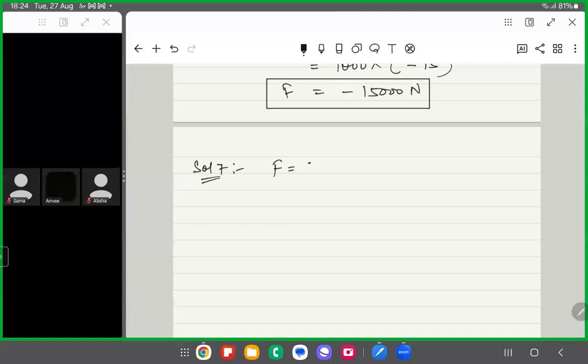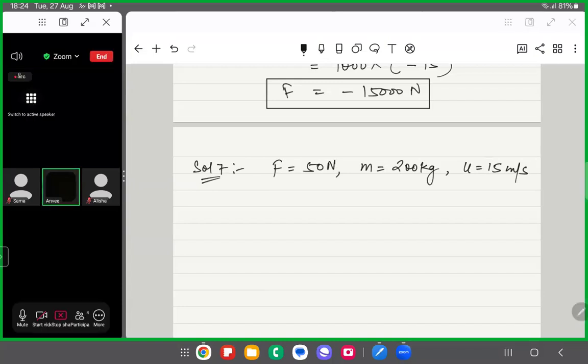F is 50 Newton. Ma'am, in this question which we did just now of that diagram, if it's given find the average velocity, then how will we do that? For that, you need to find the total distance, then divide by total time. Also, total distance, like it is changing.